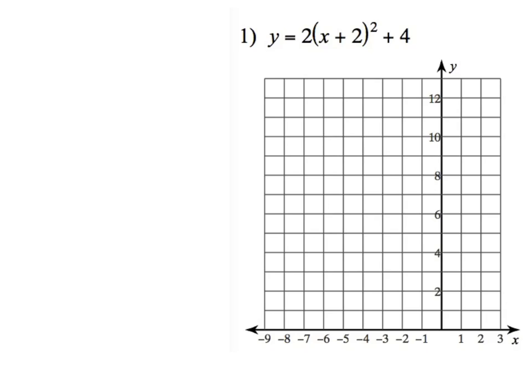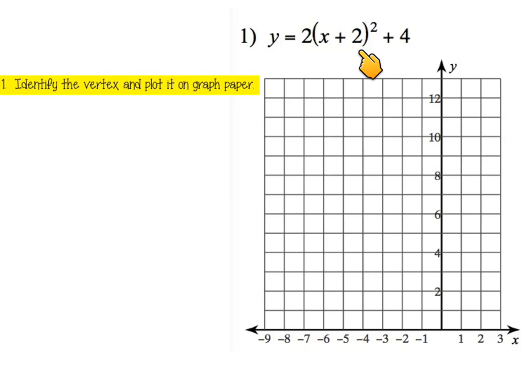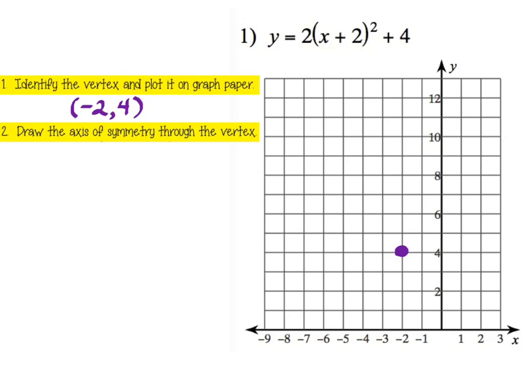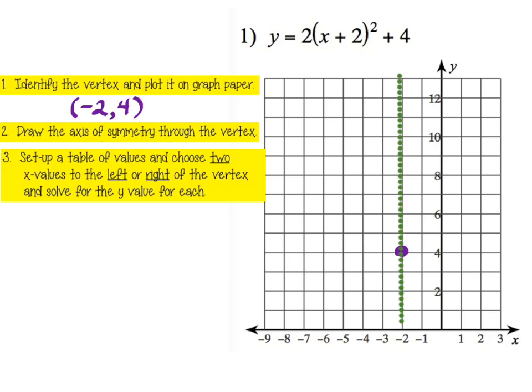So number 1, following the steps, we will start with identifying the vertex, and the vertex again is (h, k). So we know it's going to be (-2, 4), and we will plot that point. Next, we want to draw the axis of symmetry. The axis of symmetry is simply the x-coordinate. It's a line that goes through this x-coordinate, so it's x = -2.